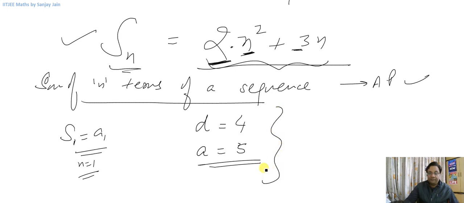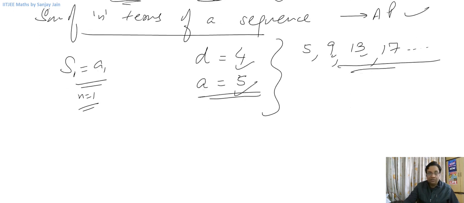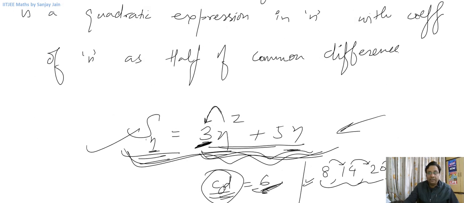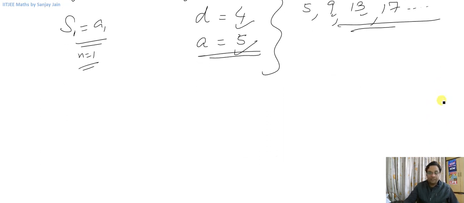Now if I have to write the first 3 terms, I'll write the first term as 5, second term as 9, third term as 13, right? 5 plus 4, 9, plus 4, 13. You can keep on writing all the terms like this. Okay, so this is what we observed about the sum of first n terms of an AP. Okay, now let's continue in the next video.